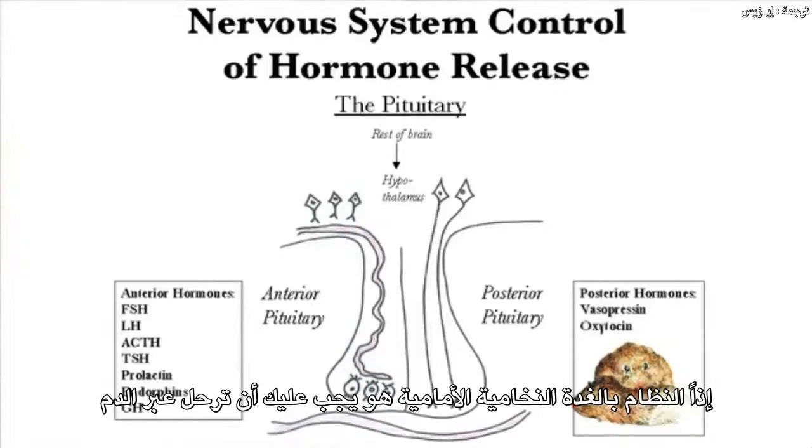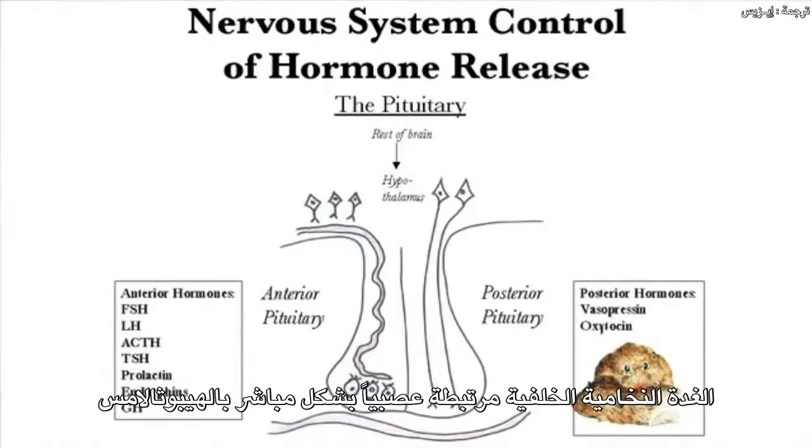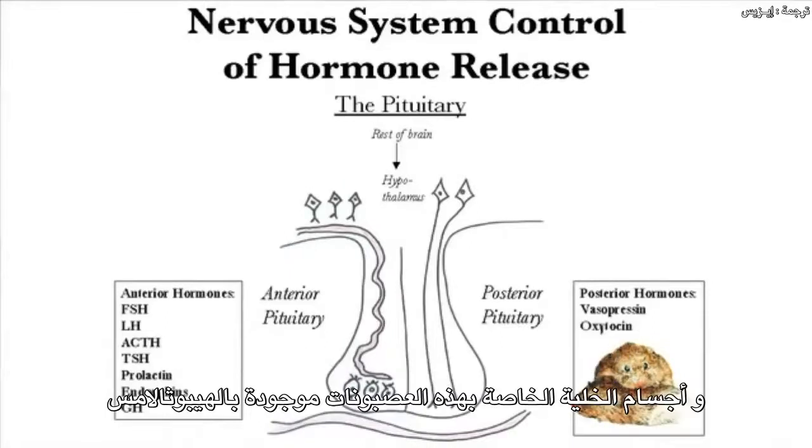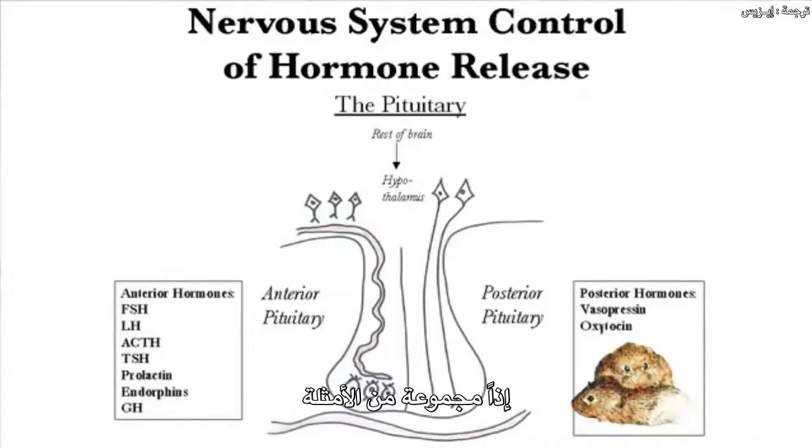In the anterior pituitary, the signal has to actually travel through the blood. The posterior pituitary is directly innervated. So the hormones released by the posterior pituitary are actually coming out of neurons, and the cell bodies of those neurons are up in the hypothalamus. So, a couple of examples. Let's go through the examples.